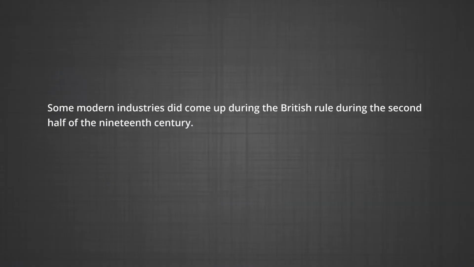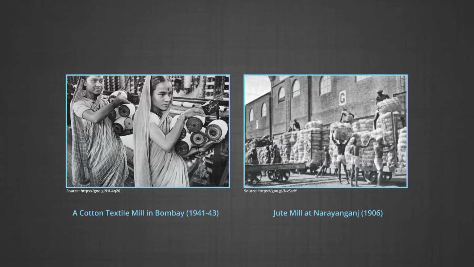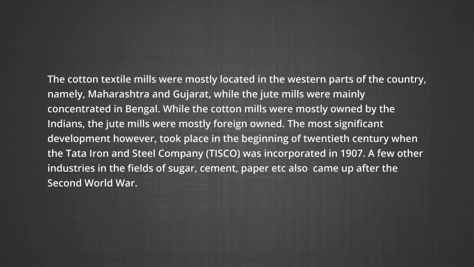Let us discuss the state of the industrial sector. Some modern industries did come up during the British rule during the second half of the 19th century. Initially, this development was confined to the setting up of cotton and jute textile mills. The cotton textile mills were mostly located in the western parts of the country, namely Maharashtra and Gujarat, while the jute mills were mainly concentrated in Bengal. While the cotton mills were mostly owned by the Indians, the jute mills were mostly foreign owned.